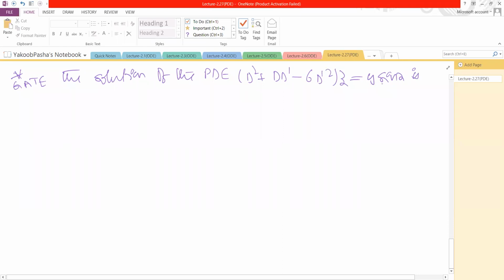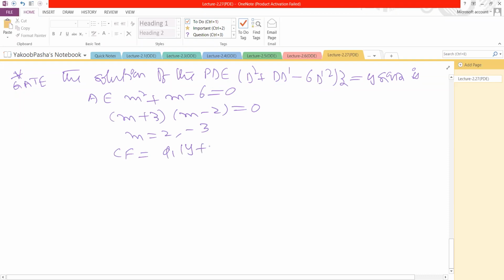ఇక్కడ y into sin x, same procedure to find the complementary function. First we have to take the corresponding auxiliary equation. M square plus m minus 6 is equal to 0. So we can write split into m plus 3 into m minus 2 is equal to 0. From this we can write m is equal to 2 comma minus 3. So complementary function is phi 1 of y plus 2x plus phi 2 of y minus 3x.